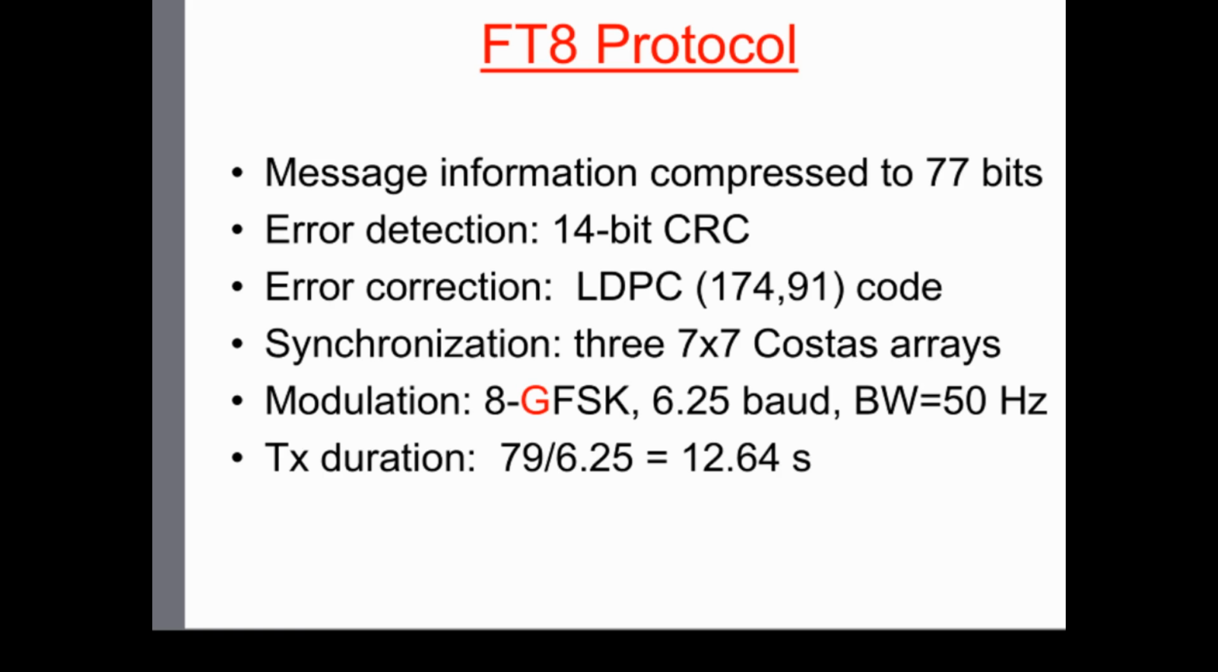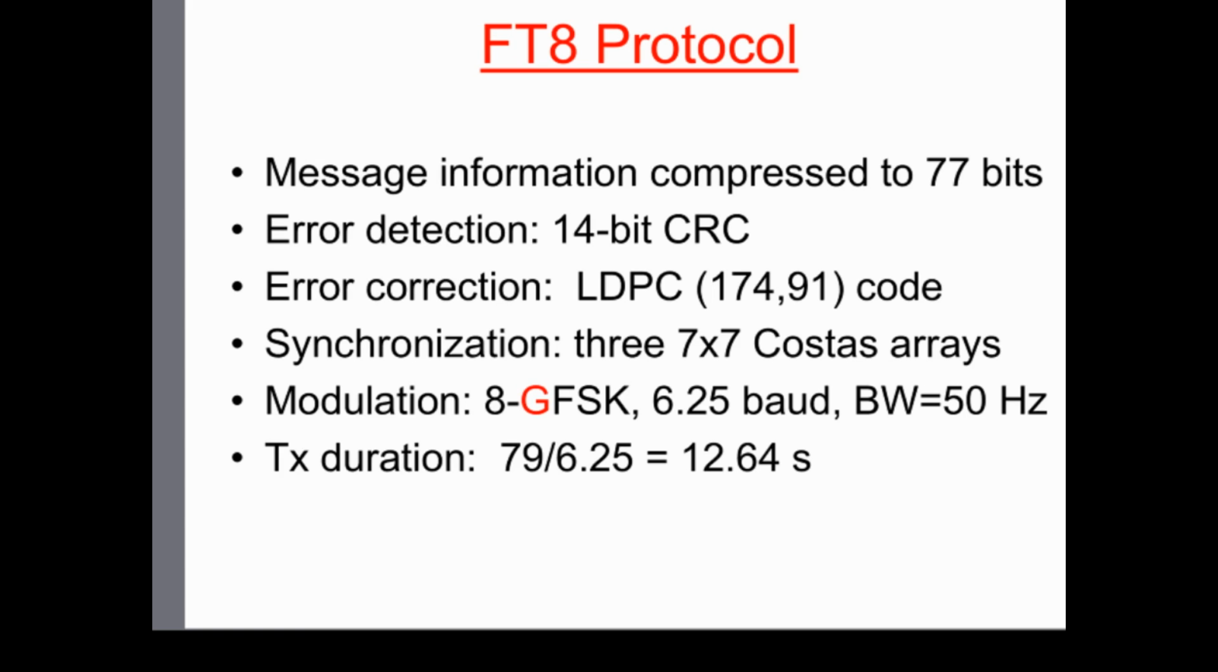Ordinary radio teletype, RTTY, is 2-tone FSK, right? 2 tones with a fixed separation. This is 8 tones. And the G in here stands for Gaussian. This is Gaussian frequency shift keying. And I'll show you why that's important in a minute. That's turned out to be very important.